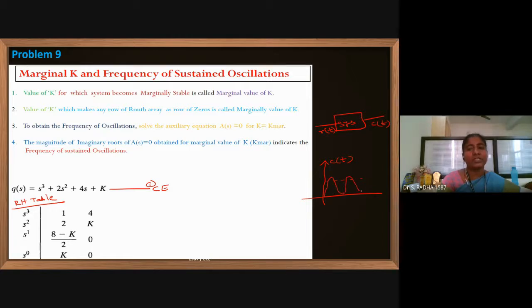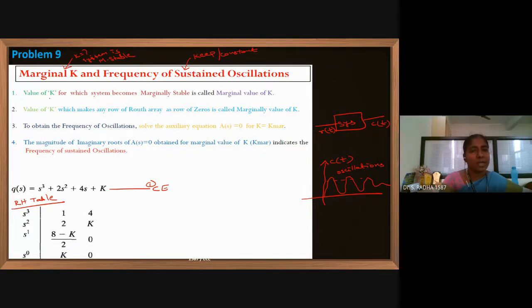if there are fluctuations in the output waveform, this is called oscillations. In undamped system, we come across these oscillations. Sustained oscillations means oscillations are constant. Sustained means oscillations keep maintaining. So the system keeps maintaining oscillations, or constant oscillations occur, that is called sustained oscillations. Marginal k means the k value for which the system is marginally stable.